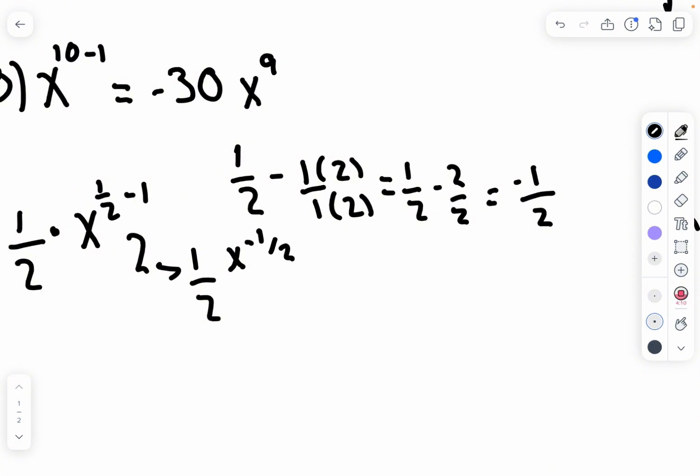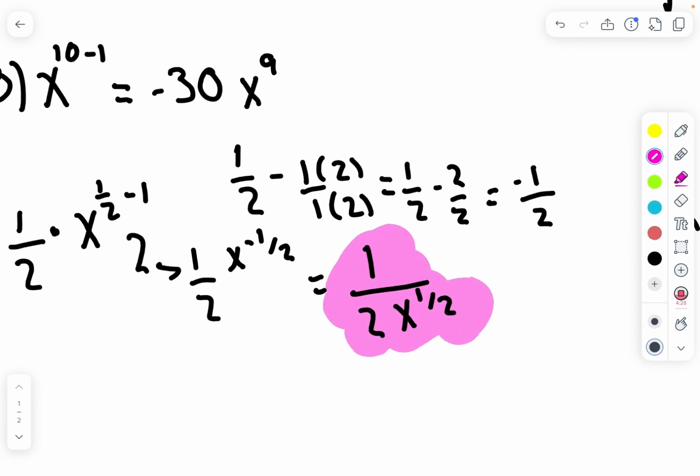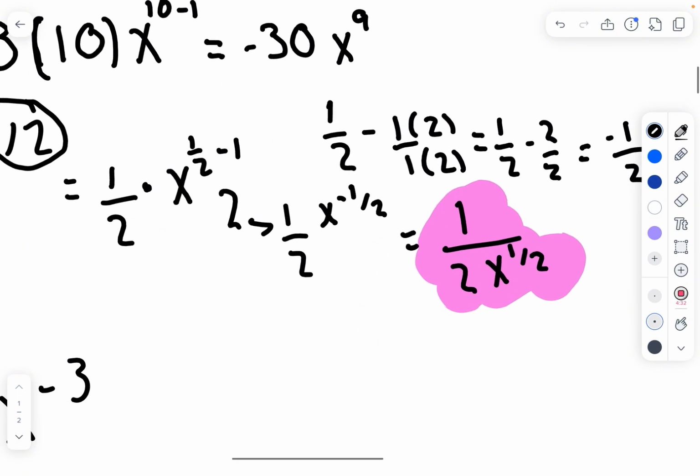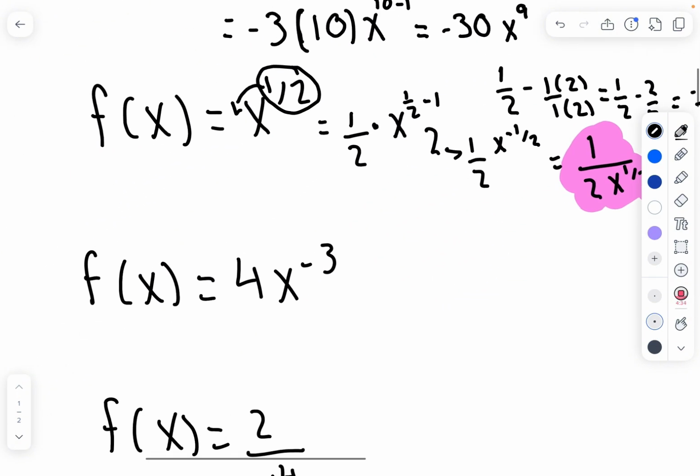But this is a negative exponent, and a lot of the time they don't like negative exponents. So we'll rewrite this as a positive exponent. We'll have 1 over 2, and in order to have a positive exponent, you have to bring that down to the denominator. And then we'll have x to the power of 1/2. So then this will be our final answer. Okay, let's move on to the next one.